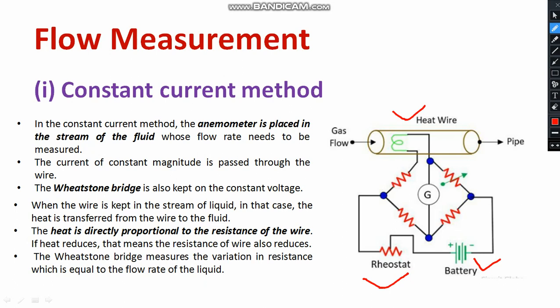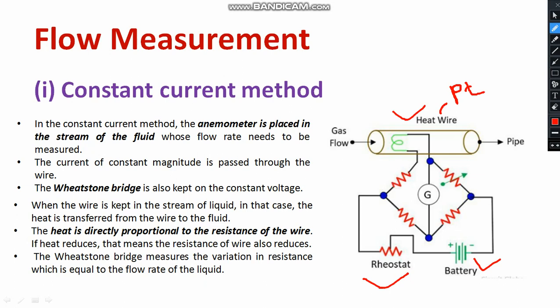The gas flow or fluid flow takes place through the conduit, where one of the arms is connected directly to the hot wire. The hot wire is made up of platinum, which has a positive temperature coefficient of resistance. The pipe has an inlet and outlet, where the gas or fluid flows in at the inlet and you collect the fluid from the outlet.